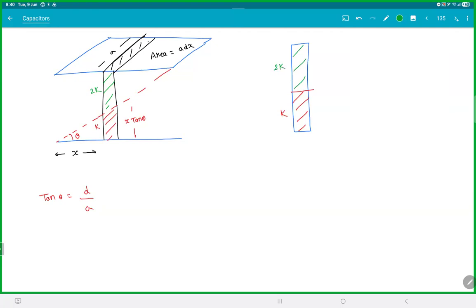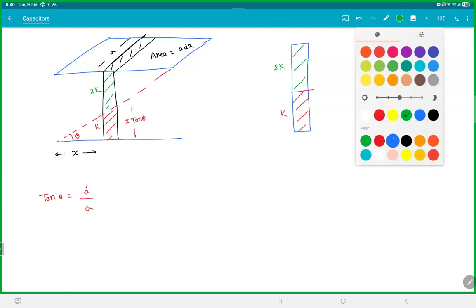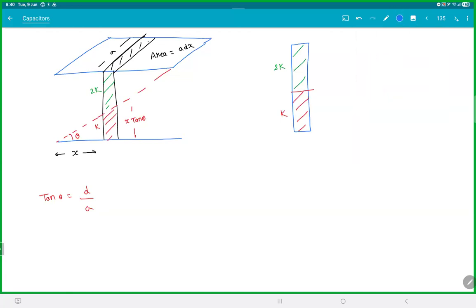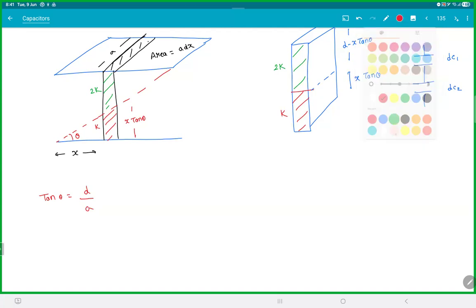You're getting what we did? So this vertical slab can be treated as two capacitors up and down. And these two capacitors are in what? Series, because the same charge flows through them. So this distance would be d minus x tan theta. This distance would be x tan theta. So you can treat them like two capacitors, both in series. Let's call this dC1 and this dC2. This is filled with the red material and this is filled with the green stuff.